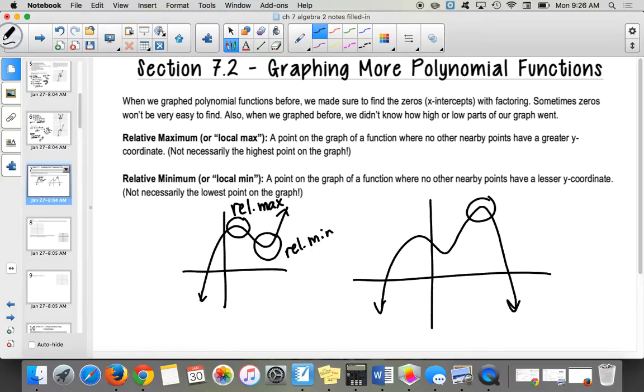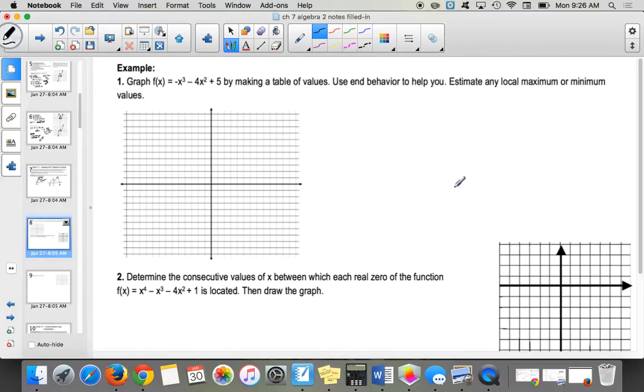All right. So it says graph f of x equals negative x cubed minus 4x squared plus 5 by making a table of values. Use the end behavior to help you. So if you look at this one, we don't know how to factor that. It has an x cubed, right? So we're not going to be able to find those zeros perfectly. But we can use a table of values to estimate.